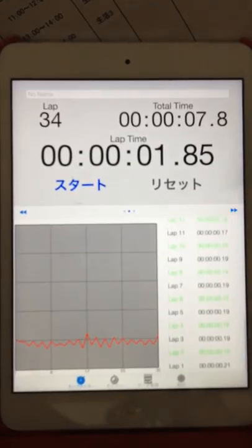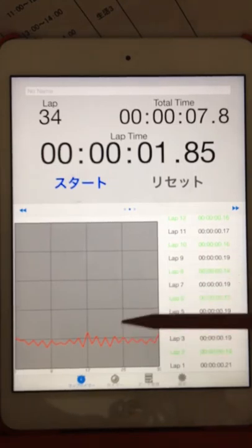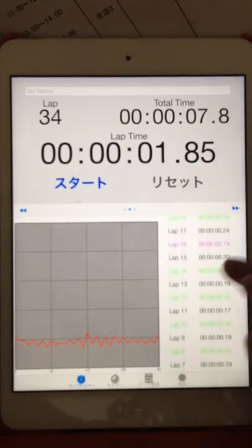So second, 1, 2, 3, 4, 1, 2. The difference is 1. 1 means 10 milliseconds. 1 divided by 36 equals 3%, almost even bounce.